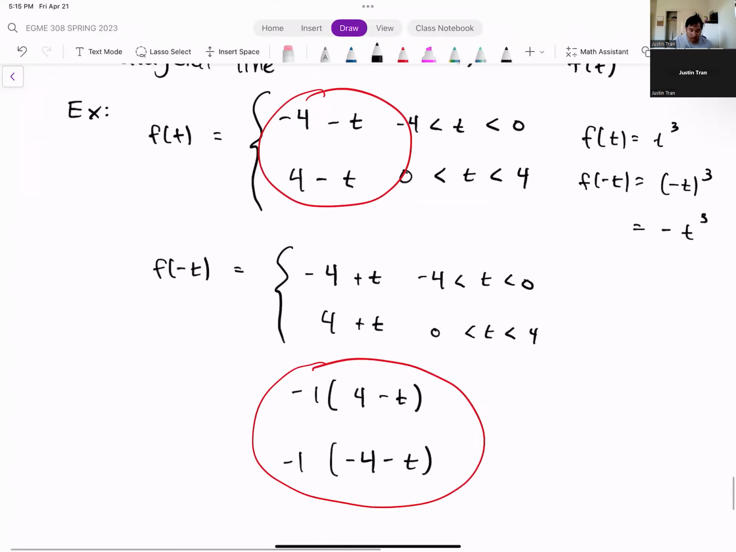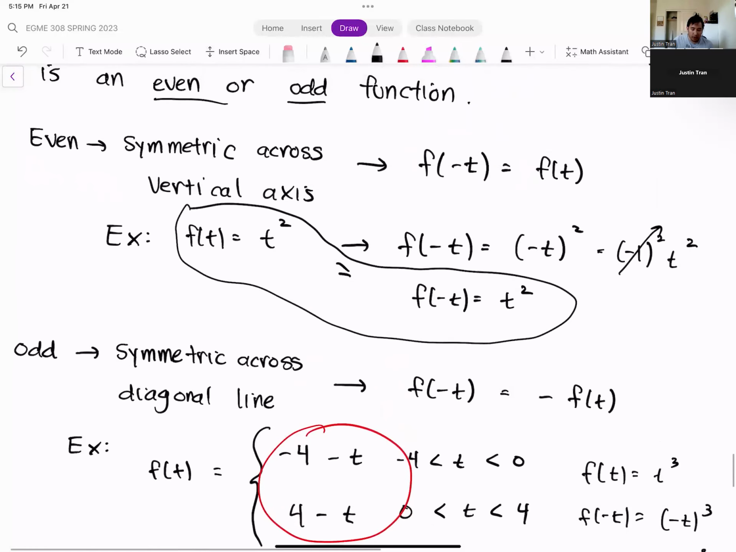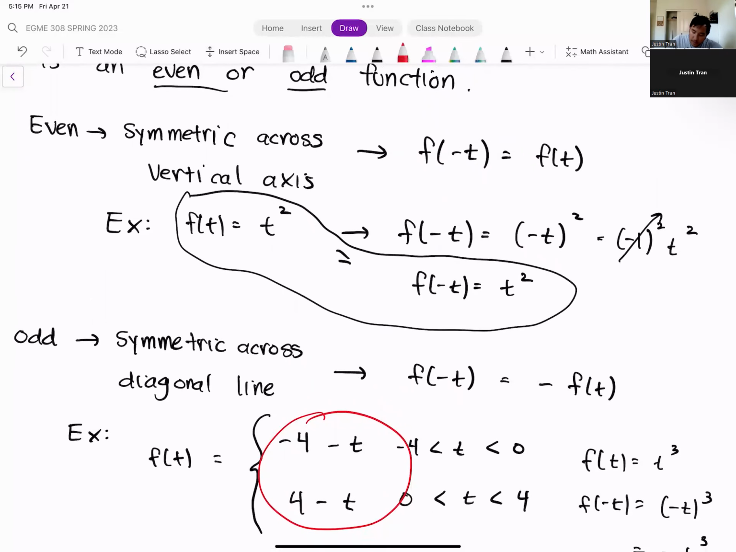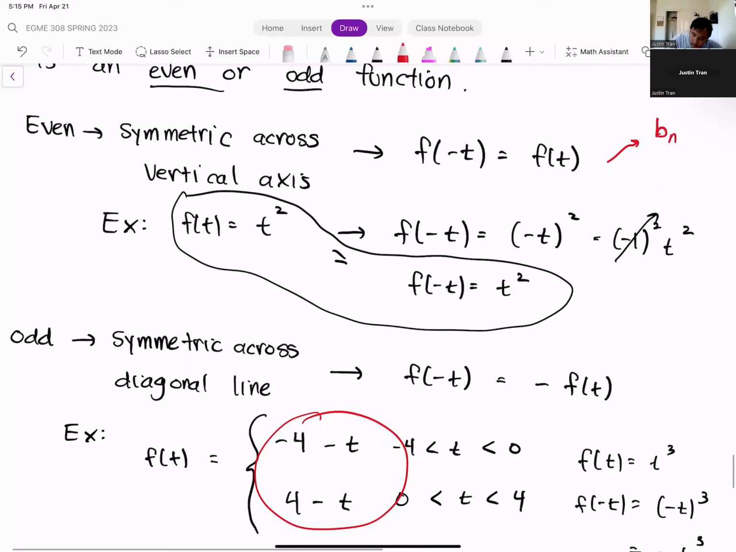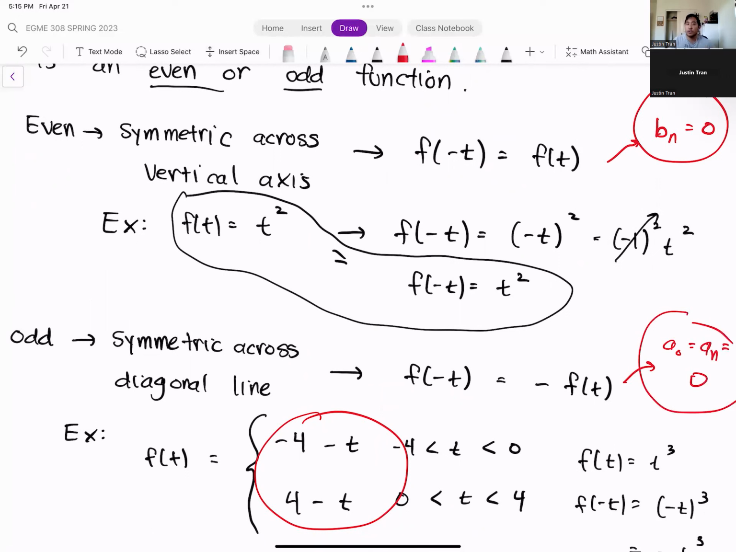And so that's an example where you end up with just the opposite of the function. For even functions, you can make the simplification that Bn is just going to be equal to 0. And for odd functions, you can make the simplification that a0 and an are equal to 0. That's definitely something you want to check, because remember, on the exam you're going to have a very limited amount of time. So any time you can make a simplification, that's always going to help.